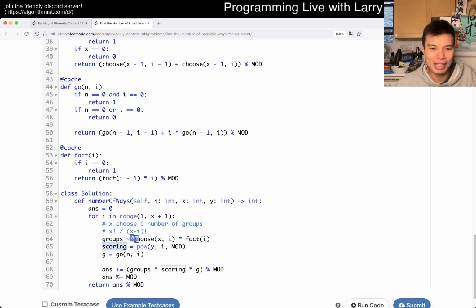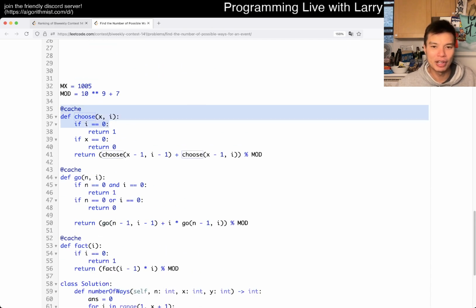Scoring, as I said, so you have I groups, you have y to the I. So this one's relatively more straightforward, and we do a mod pile, keeping in mind the mod, because otherwise it gets expensive. And all these other ones, this is just a choice.